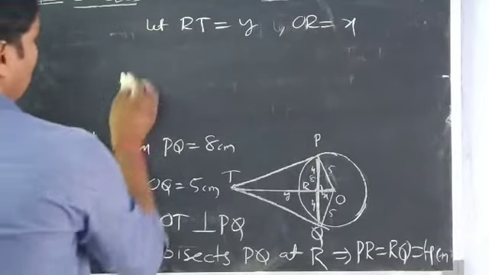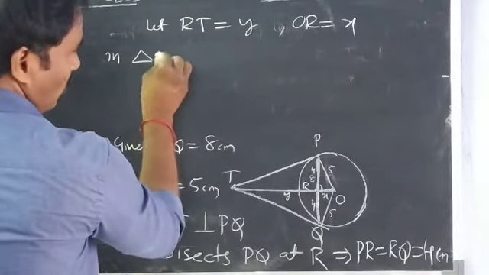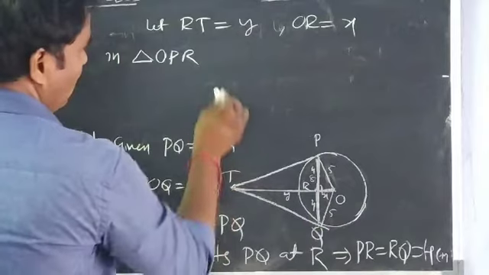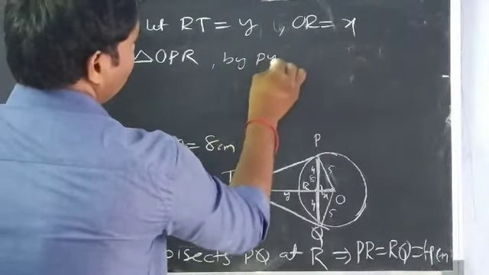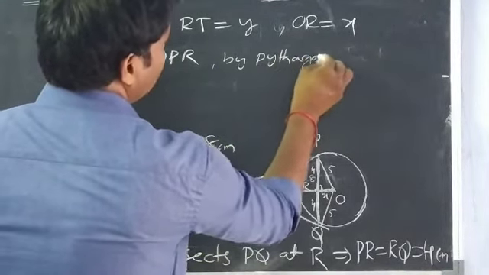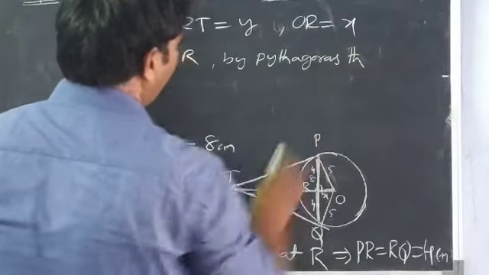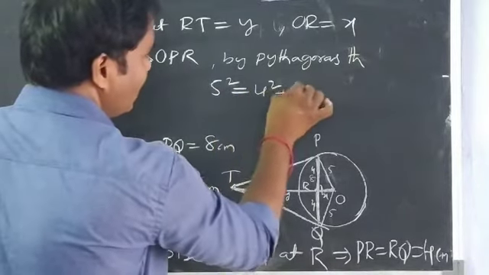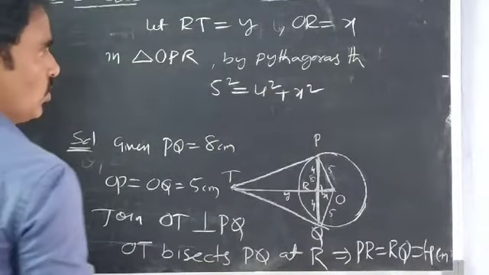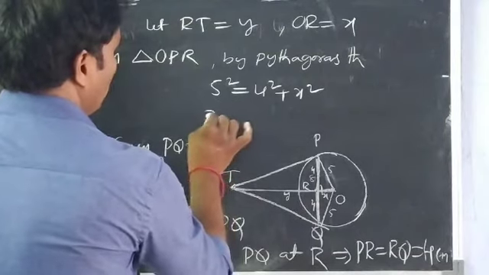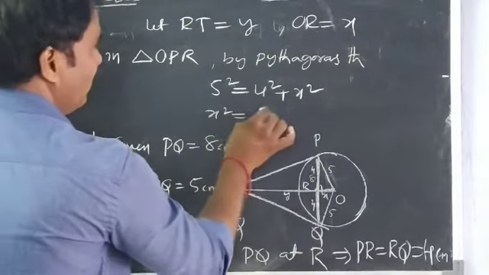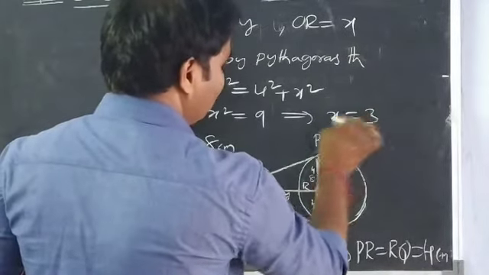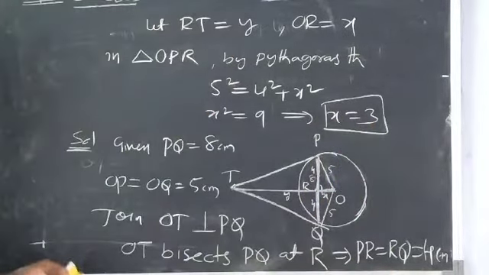Now in triangle OPR, by Pythagoras theorem, we can write 5 square is equal to 4 square plus x square. So x square equal to 25 minus 16, 9. X square is 9. That implies x is 3. I got x value 3.